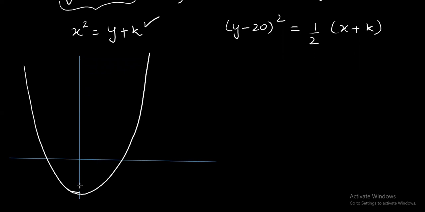ठीक है, trace करने के बाद now we will be coming to the second parabola. अभी second parabola पर चलते हैं. अच्छा, second parabola के लिए what is the vertex? For the second parabola, as you can see, the vertex is minus k, 20.